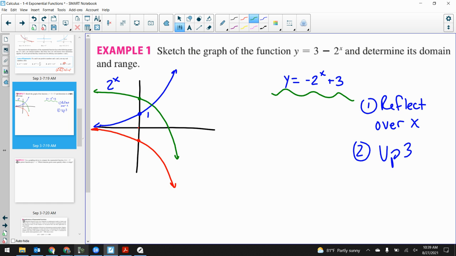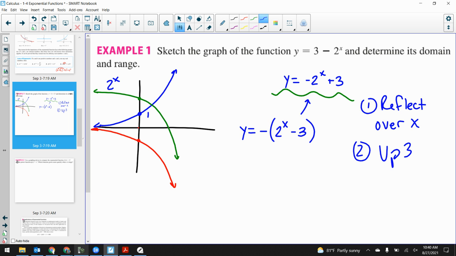Interestingly enough, I could have factored out a -1. If I really wanted to, I could have factored out a -1 and said, okay, -2 to the x minus 3, because those things are equivalent. Now, in this case, what would have happened first if I plugged in the next value? What transformation would have happened first? A down 3, then a reflect. Would that look the same if I shift this down 3 units and then reflect it over? Yeah, that would have looked exactly the same.